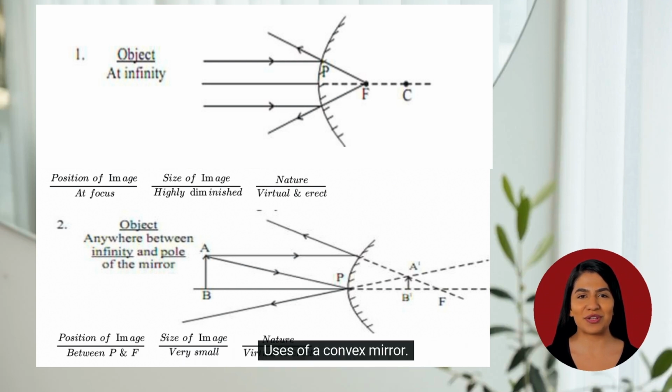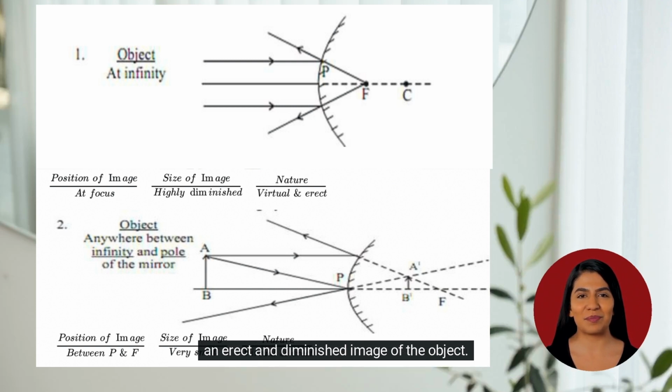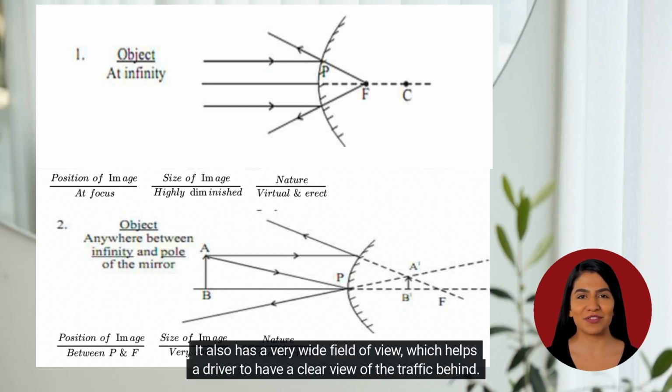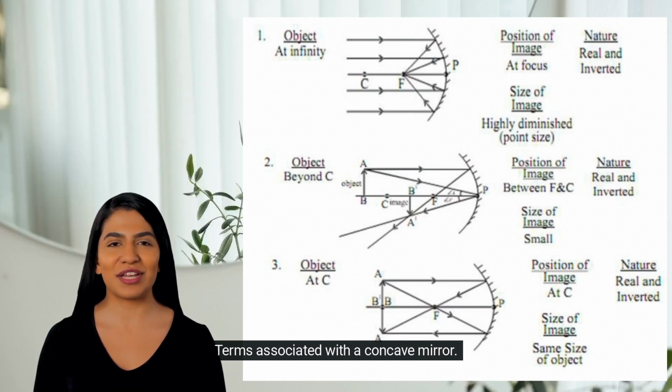Uses of a convex mirror. The important uses of the convex mirror are: it is used in rearview mirrors in motor vehicles to see traffic at the backside because it always produces an erect and diminished image of the object. It also has a very wide field of view, which helps a driver to have a clear view of the traffic behind.